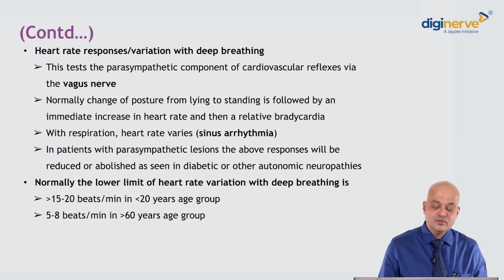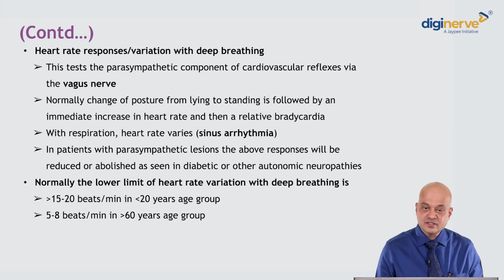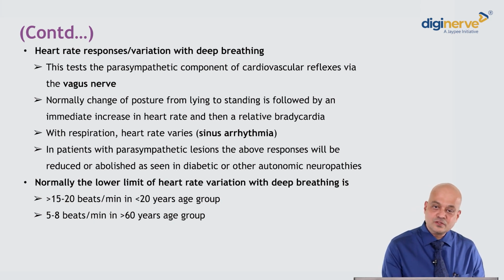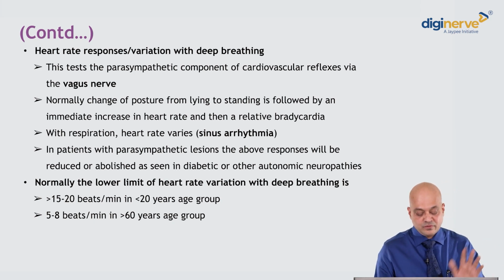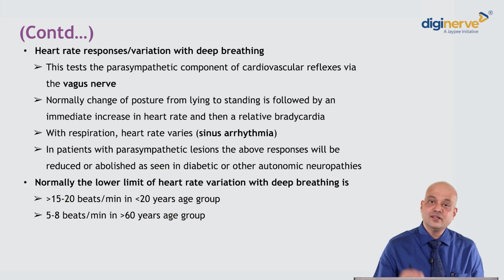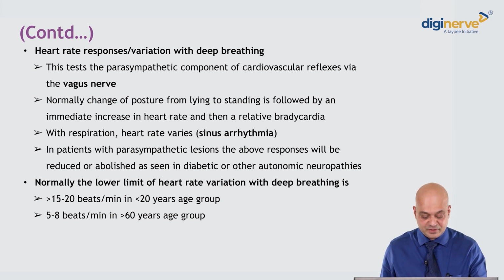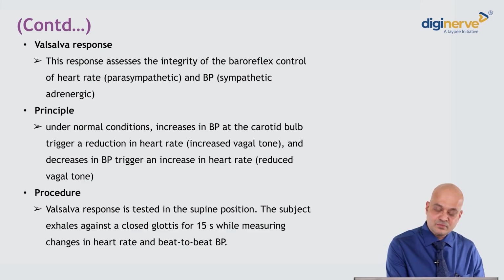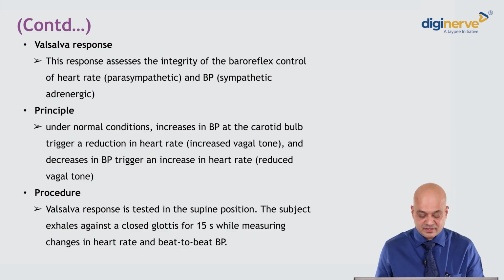Normally, the lower limit of heart rate variability with deep breathing, at 15 to 20 breaths per minute, is in people less than 20 years of age, and 5 to 8 beats per minute of variability in individuals 60 years and above. What's a Valsalva maneuver? We are all aware of this maneuver. The response is to assess the integrity of the baroreflex control of heart rate, which is parasympathetic, and blood pressure, which comes under sympathetic control.